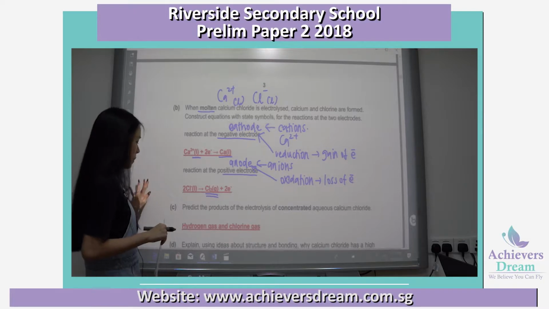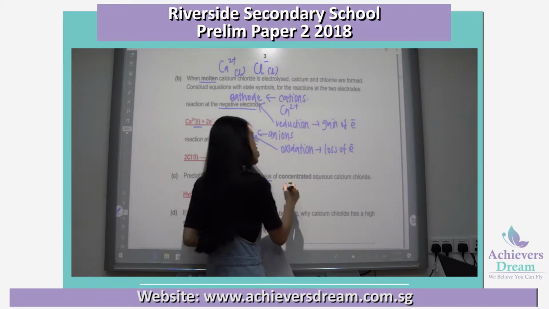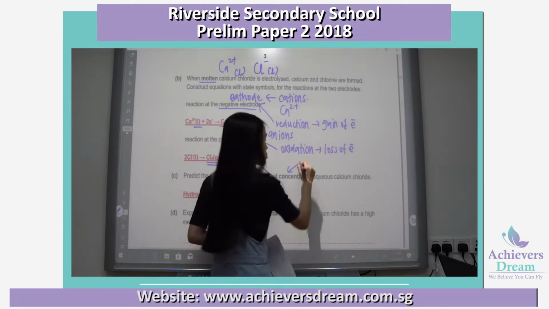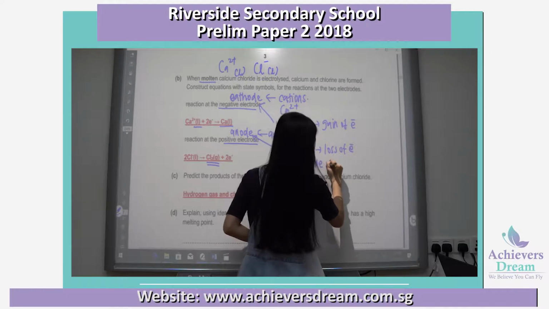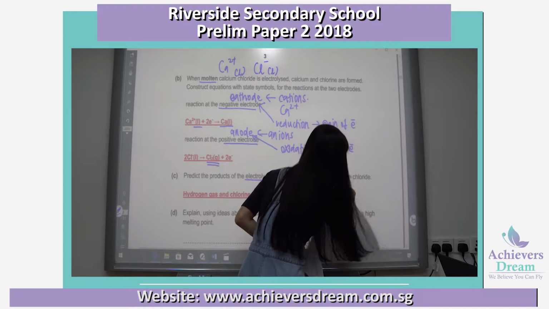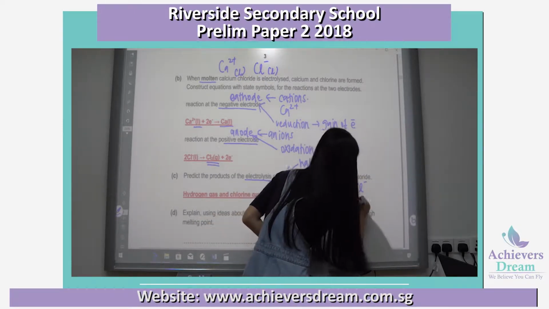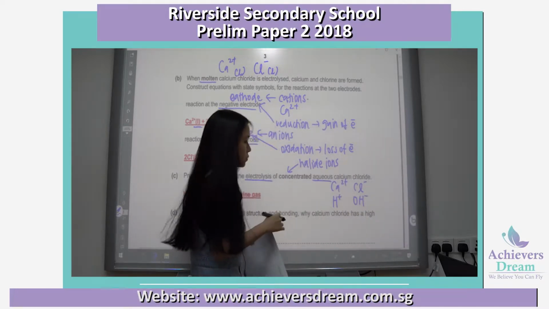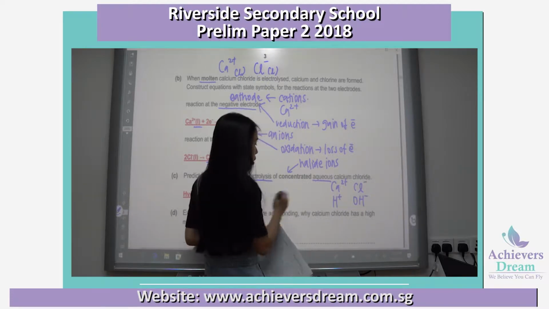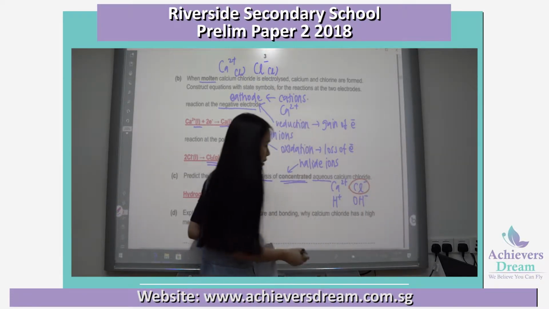So now, let's take a look at part C. Predict the products of electrolysis of concentrated aqueous calcium chloride. So, concentrated, always remember, we are talking about your halide ions. Aqueous means there is a presence of water. So, what are the ions present inside? Ca2+, Cl-, H+, as well as OH-. So, who gets discharged at the anode? Cl- or OH-? Because remember, it is a concentrated solution, so Cl- will get discharged.